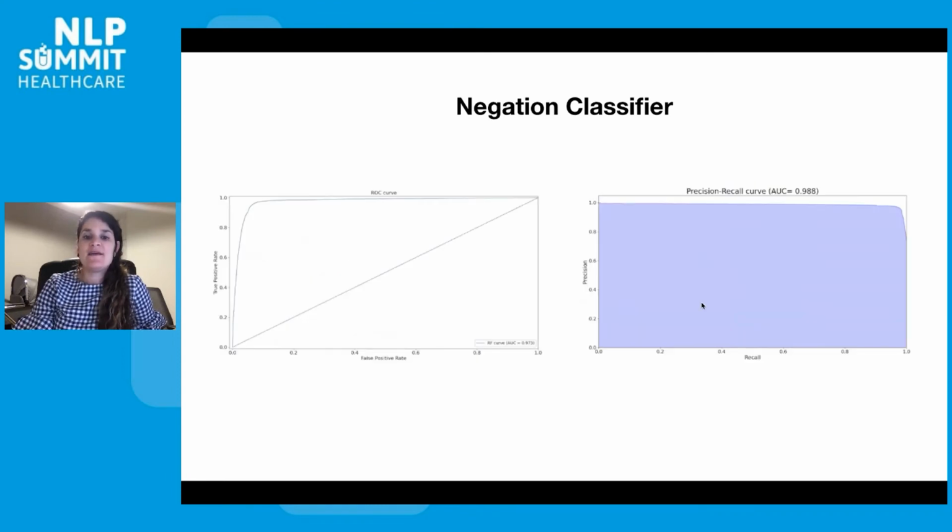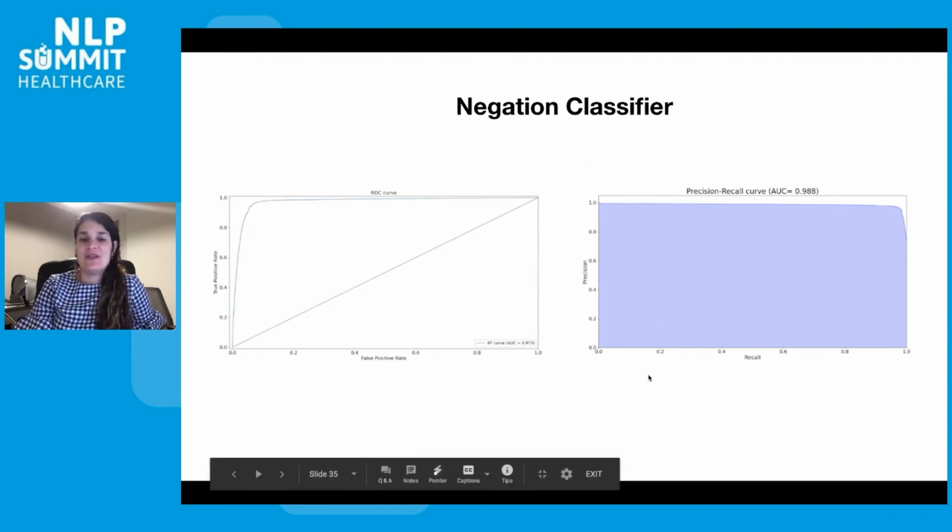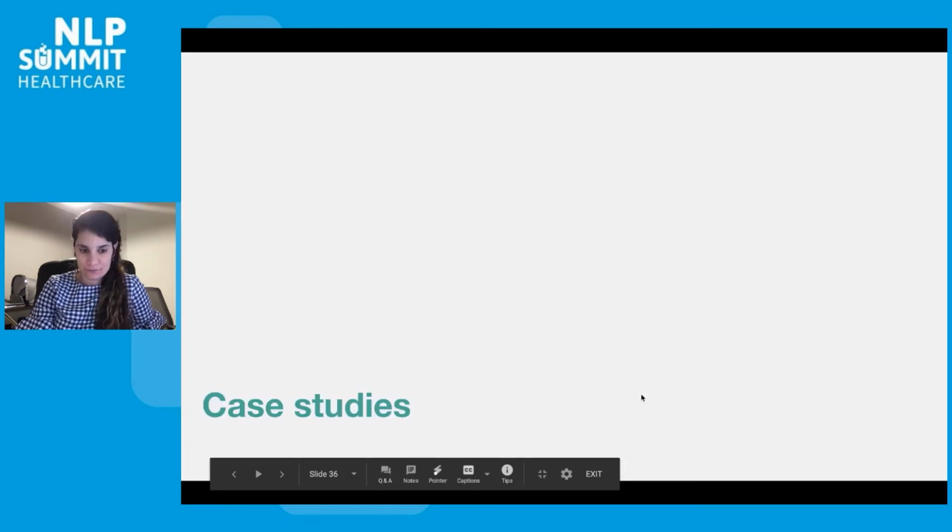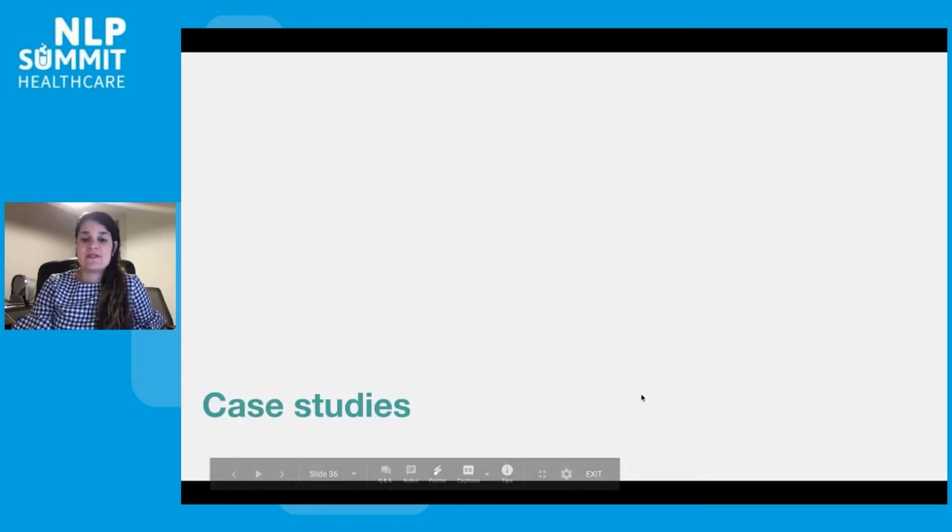So after applying this model, we again got a very good result on our dataset. We got a 97 ROC-AUC and almost 99% precision recall AUC. We see that this problem is pretty much solved, and we got very good results. So these are the two models that we use in our pipeline.